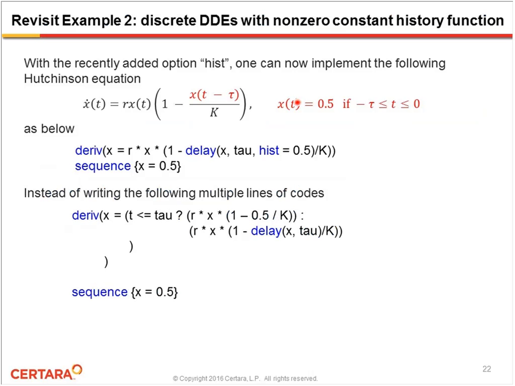Now, just now I talked about how, with this recently added option hist, you can directly use the delay function to numerically solve discrete DDEs with non-zero constant history function. For example, for this Hutchinson equation, instead of writing this multi-line code, you can just use this one simple line of code with this hist option included inside.